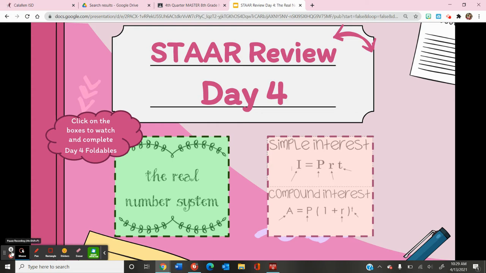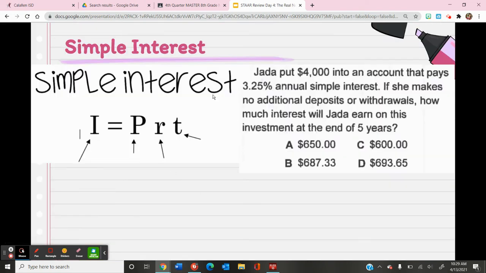And we're going to again get into simple and compound interest. Okay, so first we're going to talk about simple interest. So the formula for simple interest is I equals P times R times T. So what do each of these letters mean? I stands for the interest earned. So whenever you do this formula, it only gives you interest.